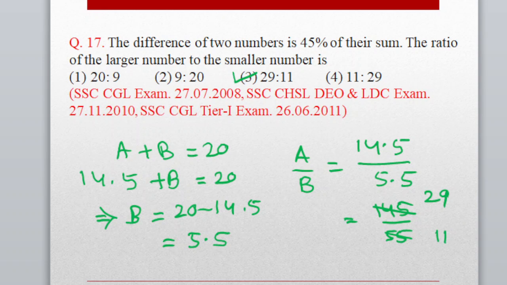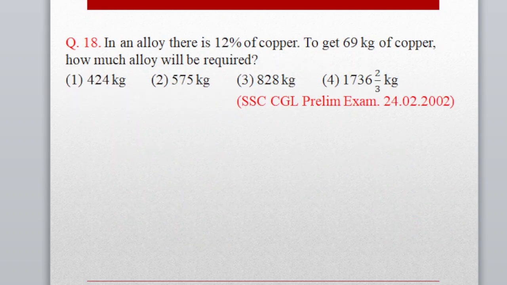Now next question, or this is the last question. Question number 18. In an alloy, there is 12% of copper. To get 69 kg of copper, how much alloy will be there?